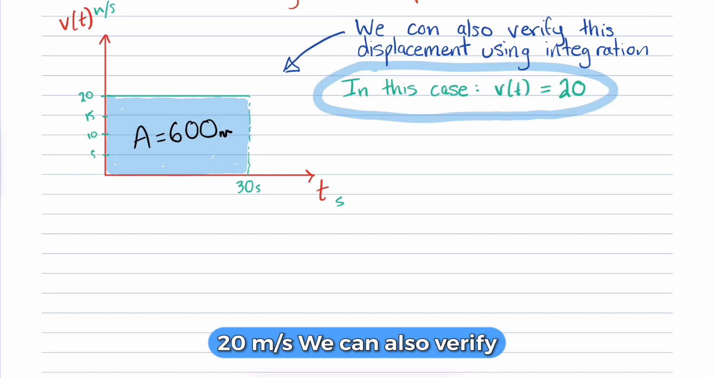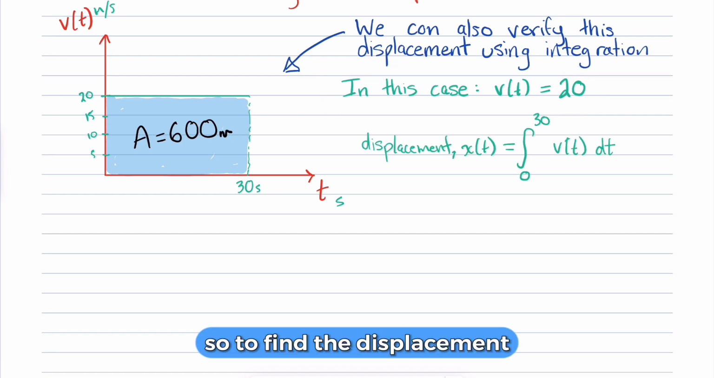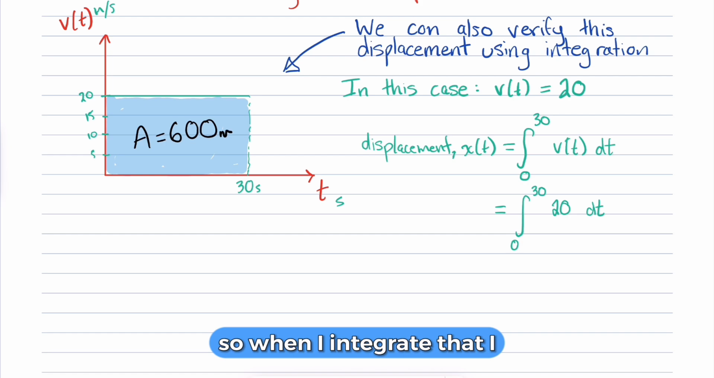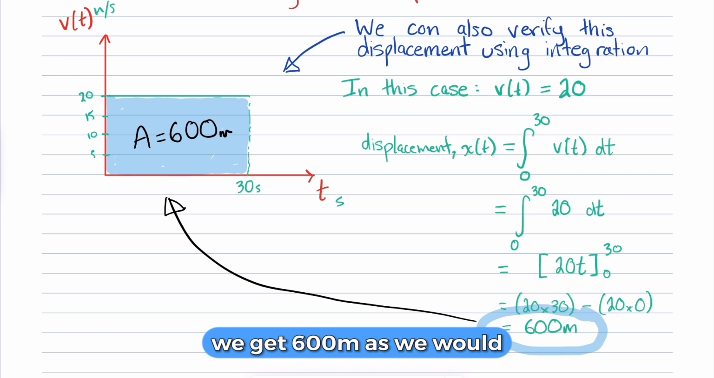We can also verify this displacement using integration techniques. So in this case, the velocity function is just 20 because it's a constant. So to find the displacement between 0 and 30, I've got to integrate this velocity function between 0 and 30. So when I integrate that, I get 20t. We're going to have 30 and 0 as our intervals. Doing a bit of maths, which is assumed knowledge, we get 600 meters as we would expect.